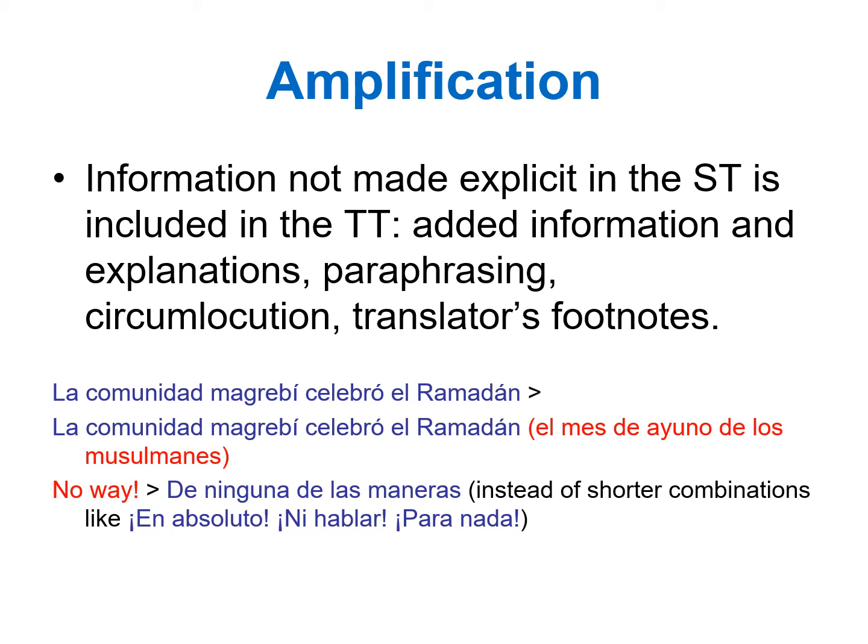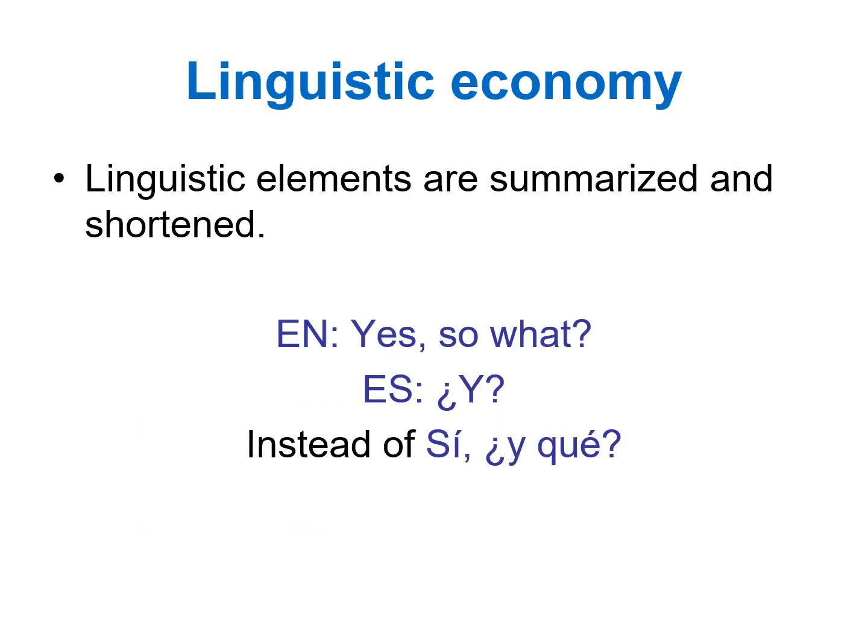We may amplify the source text and add information concerning what Ramadan is, or el mes de ayuno de los musulmanes. Or this amplification may not be cultural, it may be linguistic. "No way" translated as "de ninguna de las maneras." As you can see, more words are used instead of shorter combinations that could be used in the target language.